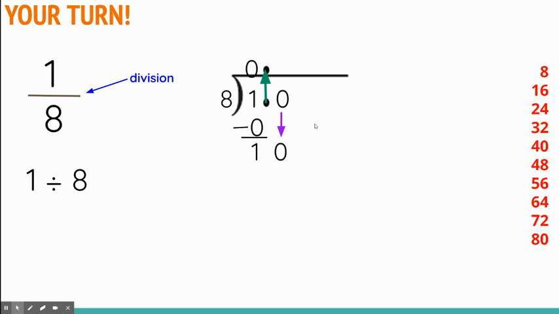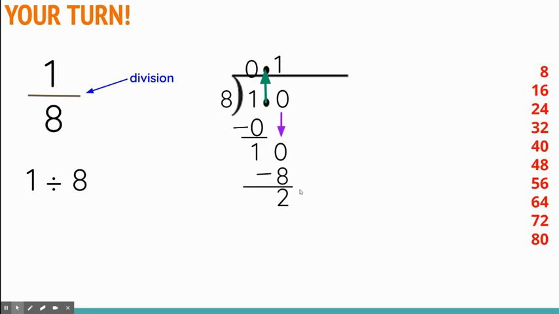So the next question is, how many groups of 8 can I get out of 10? And if I look over here at my multiples, I see 8 and then 16. 16 is too many, so I can only go to 8. So that's just one group of 8. And 1 times 8 is 8. And then I have 2 left over when I subtract.